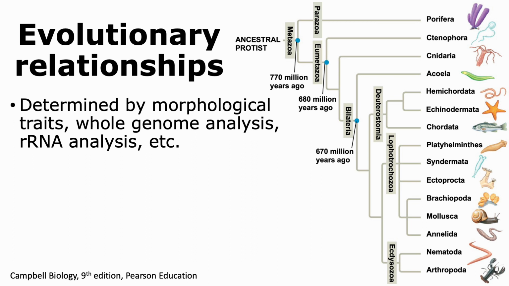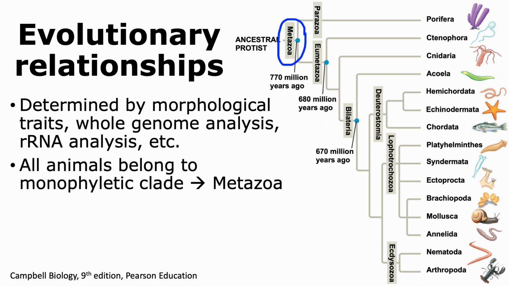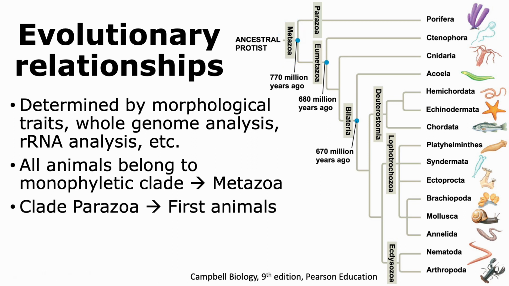In order to understand the evolutionary relationships among different animals, scientists have studied different morphological traits as well as performed molecular techniques on animals, including whole genome analyses and ribosomal RNA analyses. These results showed that all animals belong to the clade of Metazoa. This clade is a monophyletic clade as it includes all the descendants of the ancestor. Animals present in the clade Metazoa can be further divided into other clades.